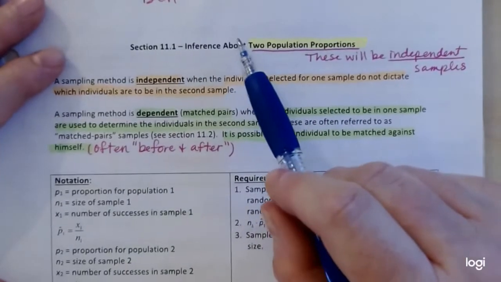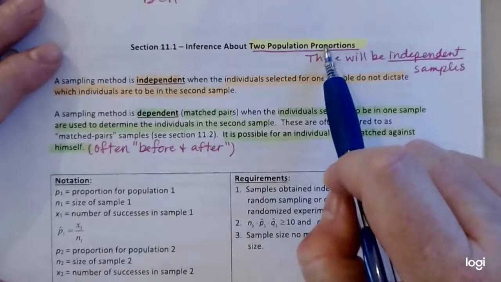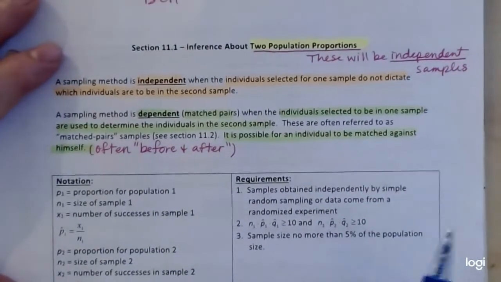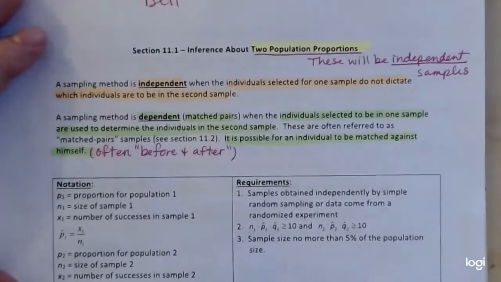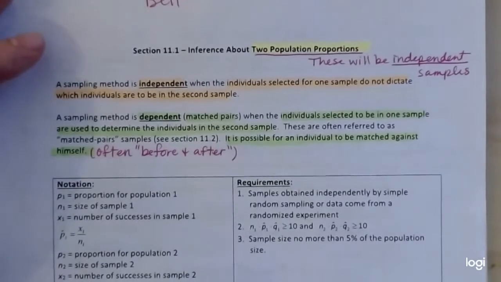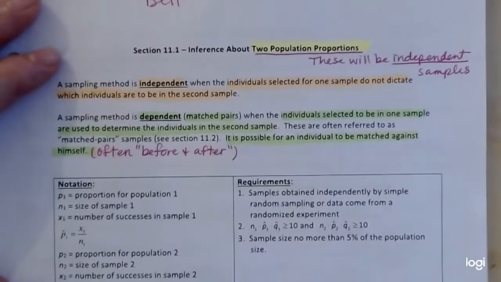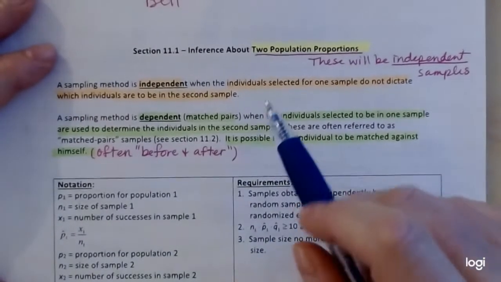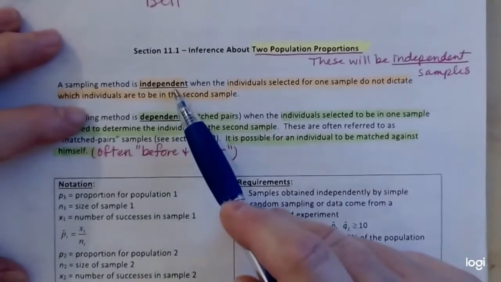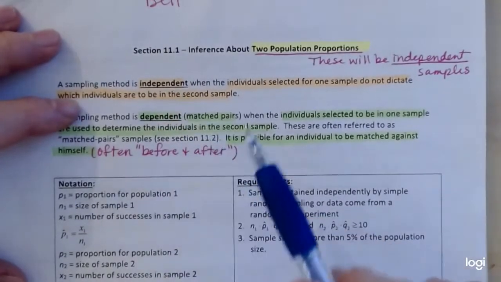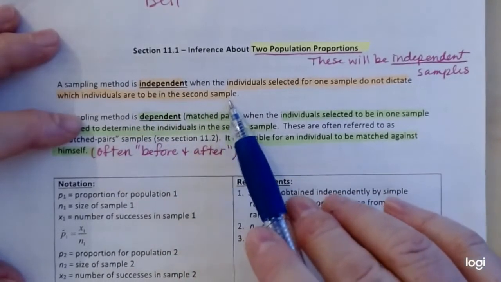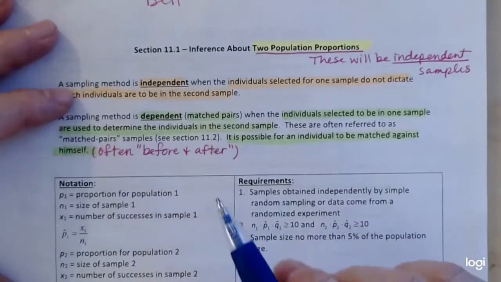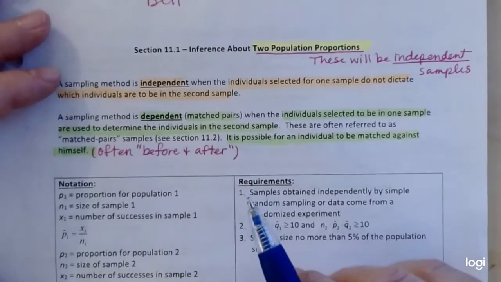So in this one, we're going to compare two population proportions and test whether they are the same or whether they are either different or whether one is greater than or less than the other. So those will be our three choices for the alternative hypothesis. The null hypothesis will be, as always, that they are equal, the proportions from the two populations. These are independent samples, meaning that the individuals that are selected for one sample do not dictate which individuals are to be in the second sample. So these are both random samples from the populations that are being compared.